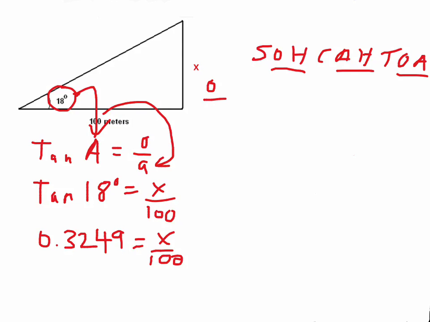Now, in order to isolate the variable, in order to get the x by itself, we must do the opposite of dividing by 100, which is multiplying by 100. And we have to do that to both sides of the equation in order for them to both be equal. If we multiply decimal 3249 by 100, we get 32.49, and alone on this side is the x.